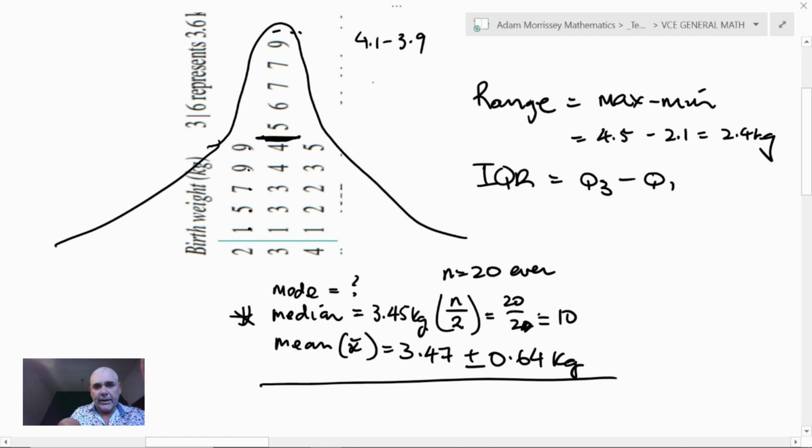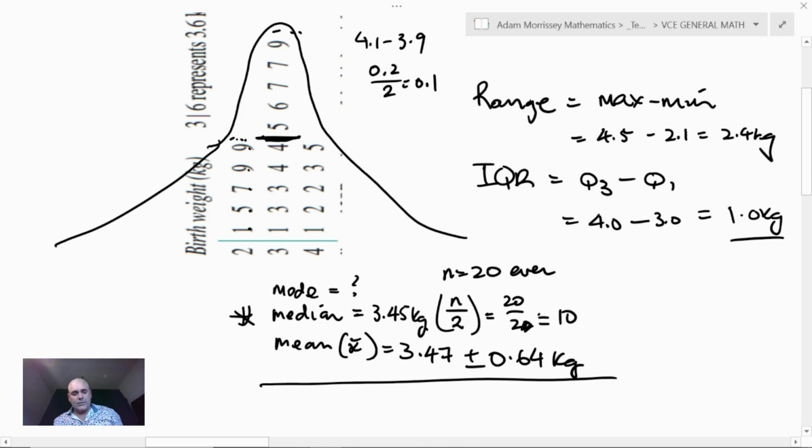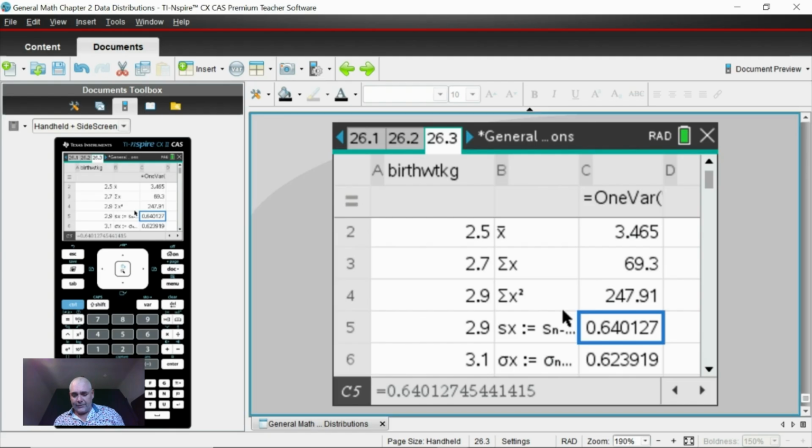4.1 subtract 3.9, which is 0.2, and then let's halve it because it's an average. Divided by 2, so we've got 0.1. So Q3 is 4.0 kilos, and Q1, same story here, where we've got to be somewhere between 2.9 and 3.1. So that's going to be 3 kilos. So the interquartile range here is 1.0 kilograms.